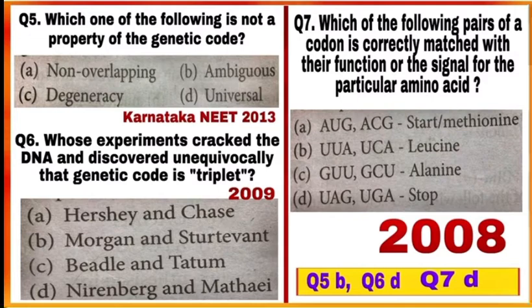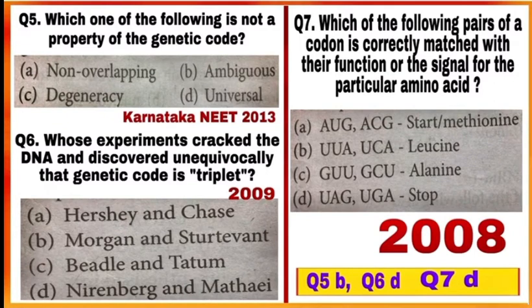Question number 6, whose experiments cracked the genetic code and discovered unequivocally that genetic code is triplet. Genetic code was deciphered by Nirenberg and Khorana. So correct answer is option D, mark D.